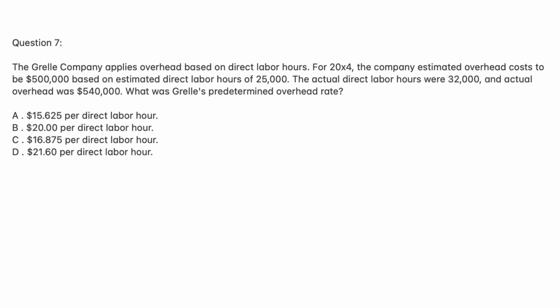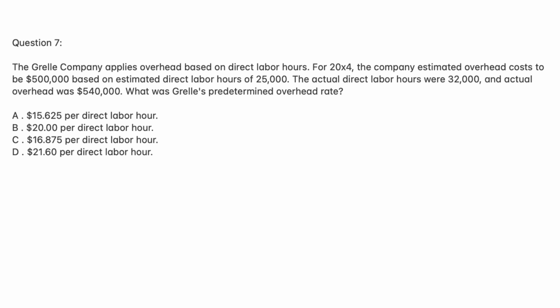Question 7. The Grell Company applies overhead based on direct labor hours. For 20x4, the company estimated overhead costs to be $500,000 based on estimated direct labor hours of 25,000. The actual direct labor hours were 32,000, and actual overhead was $540,000. What was Grell's predetermined overhead rate?